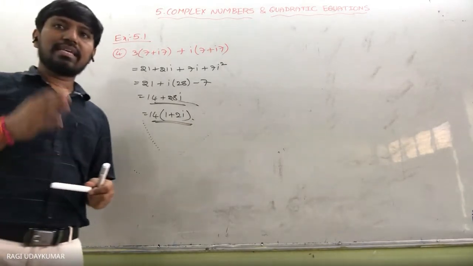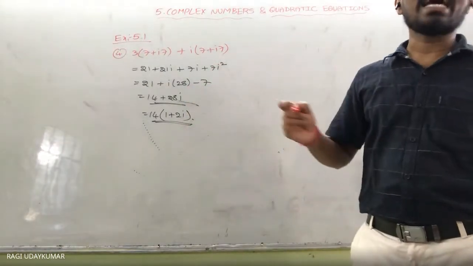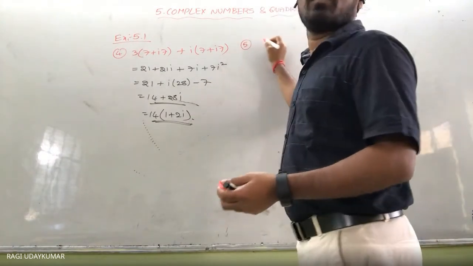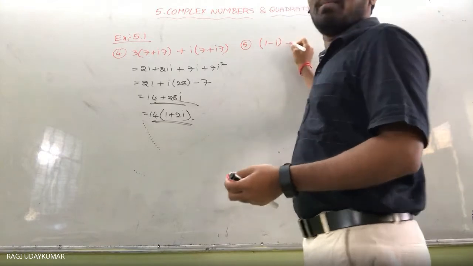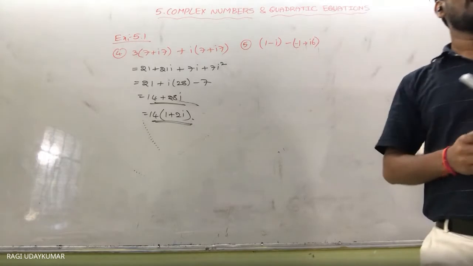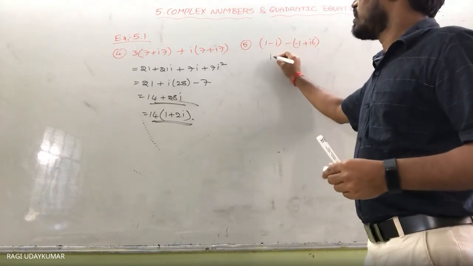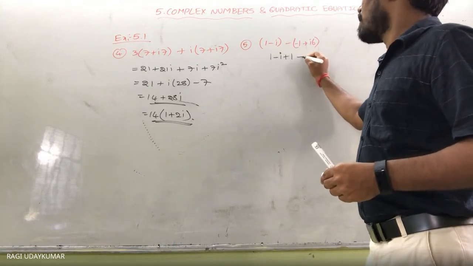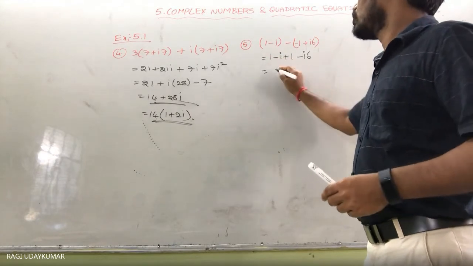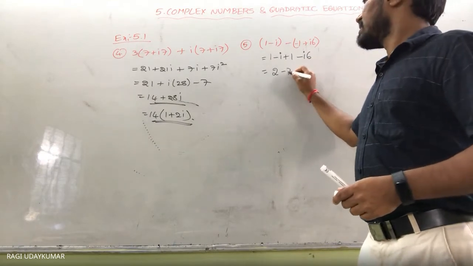Okay. Next, in the same way, fifth question: 1 minus i minus of minus 1 plus i6. i6 है ना? हाँ? So 1 minus i minus minus 1 plus i6. Here difference है. Two complex numbers difference is given. So what to write here in this situation? 1 minus i plus 1 minus i6. 1 plus 1 is equals to 2. Minus i minus i6, minus 7i.